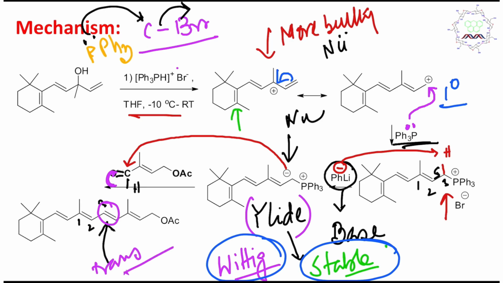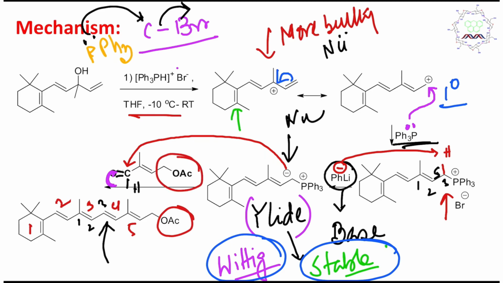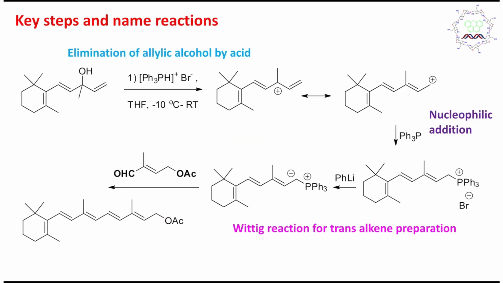Okay, and if you look at it, it's a conjugated system. You can consider that from here this is 1 double bond, 2 double bond, 3 double bond, 4, 5, and allyl acetate, because I have taken the acetate. So this is the product, and actually this is the product of this overall reaction.